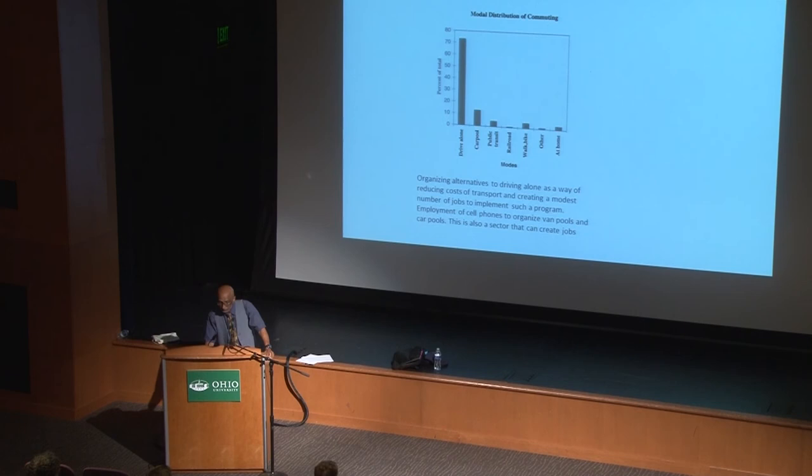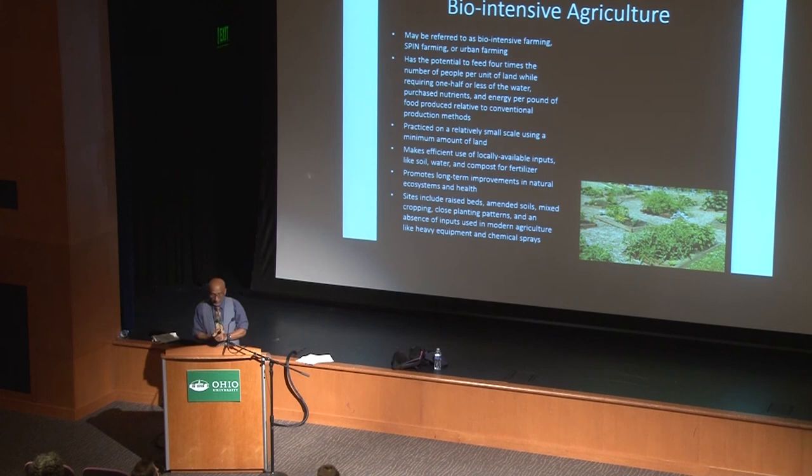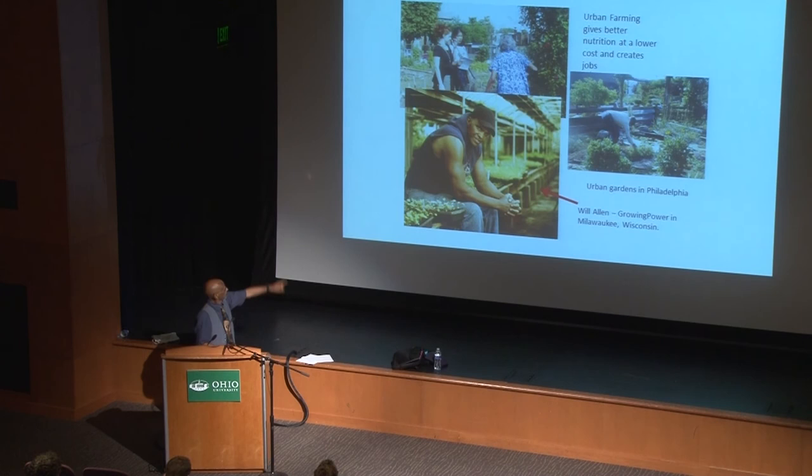So what I'm going to show you here is a little bit about food. There is a theory called biointensive agriculture that John Jeavons has developed, and we can use that knowledge. Let me pass to the slide. See, here's this fellow, Will Allen, a former basketball player. He's in Milwaukee, and he has a movement called Growing Power.